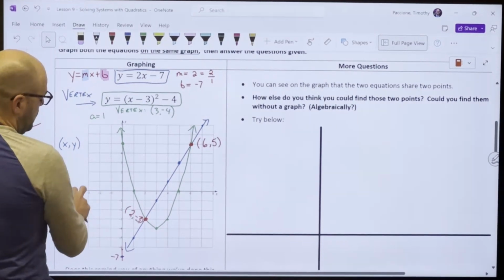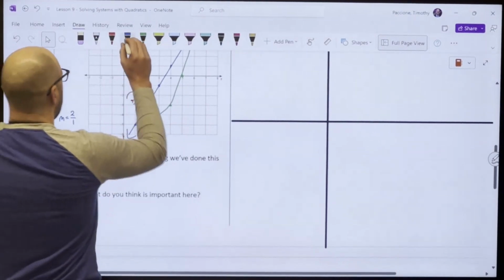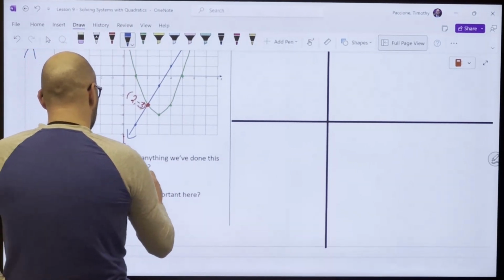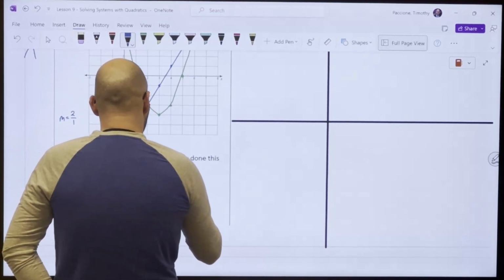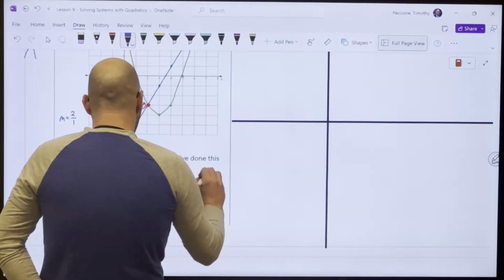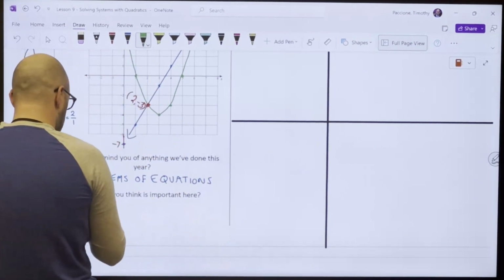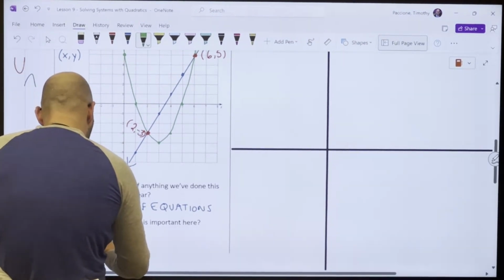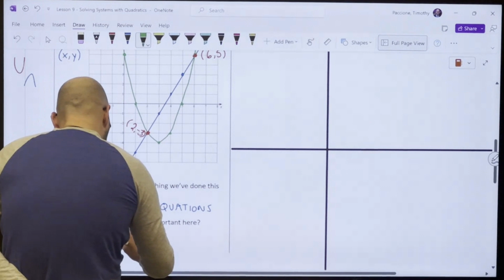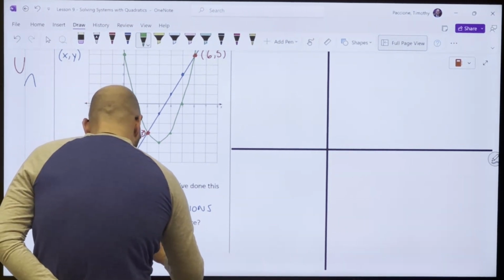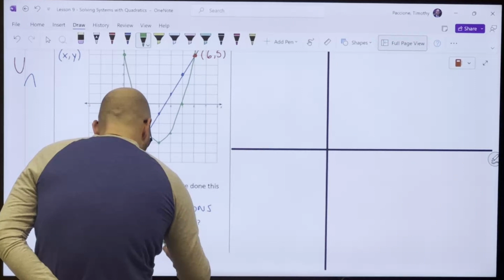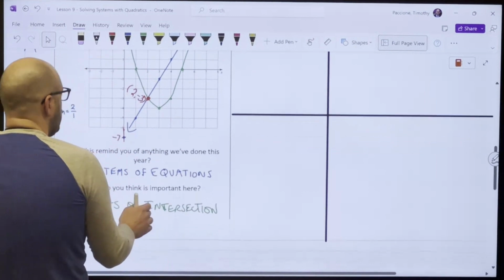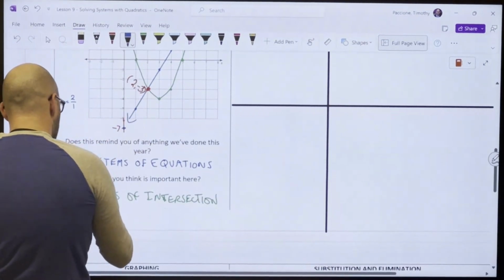Okay, so here, does this remind you of anything? Well, I was hoping it would be systems of equations. And what was important here? What ended up being important on the graph? The intersection. The 2 points of intersection. Because they are what? They are solutions. So 2 points of intersection means two solutions.